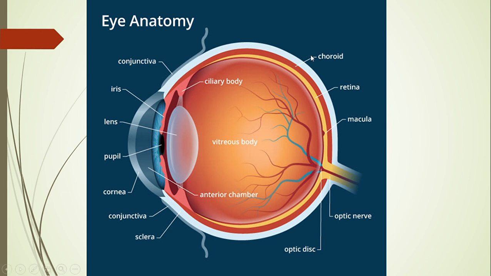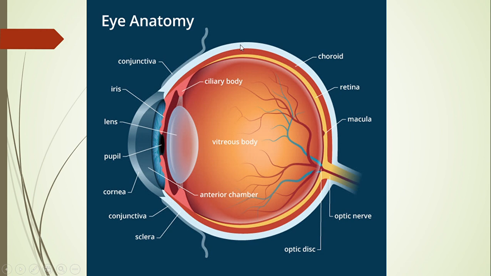The eyeball can be seen as a rounded structure with one anterior projected part, the anterior pole, and opposite to the most prominent anterior part there is the posterior pole. So it is about 24 mm in diameter. That is the shape and the size of the eyeball.